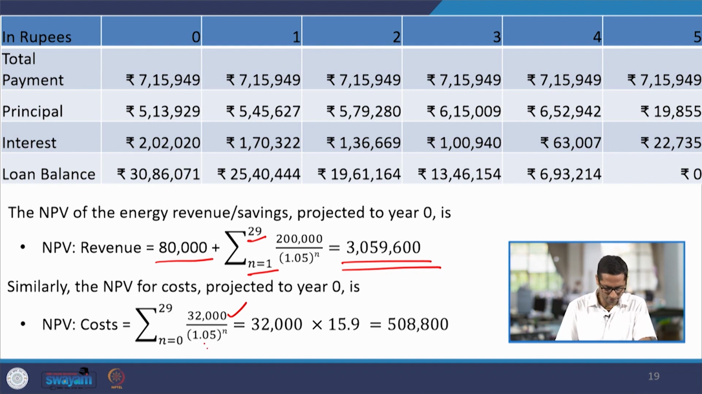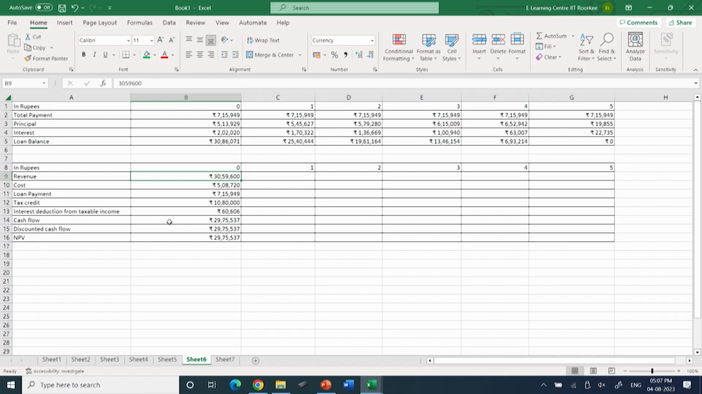So I would have a rate of 1.5 raised to power n and a summation of the whole, and this gives me a total cost of around 5 lakh 8,800, again taken as the present value or the present cost. So let's go back to the Excel sheet now.